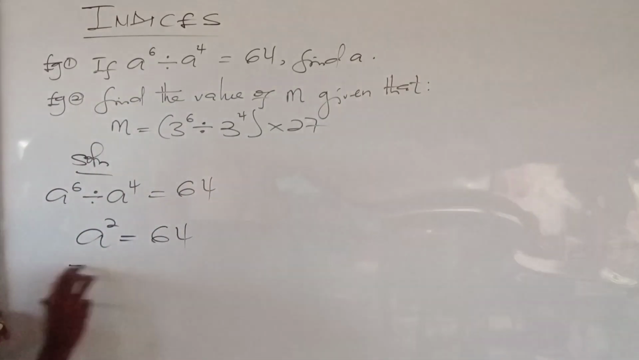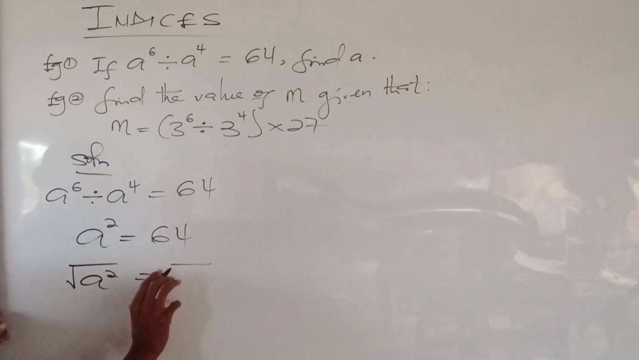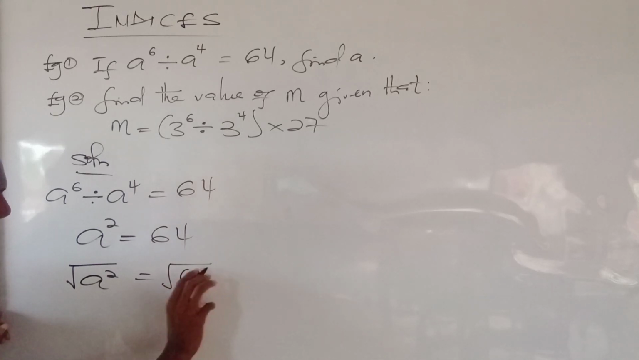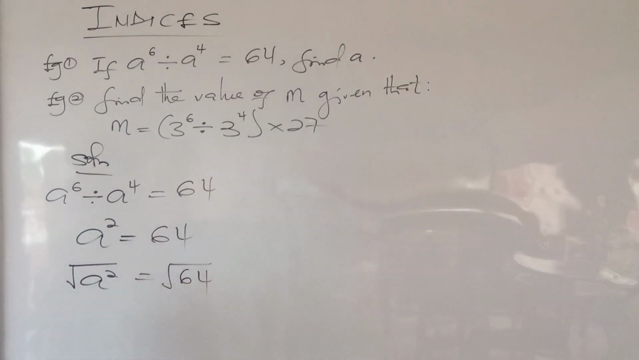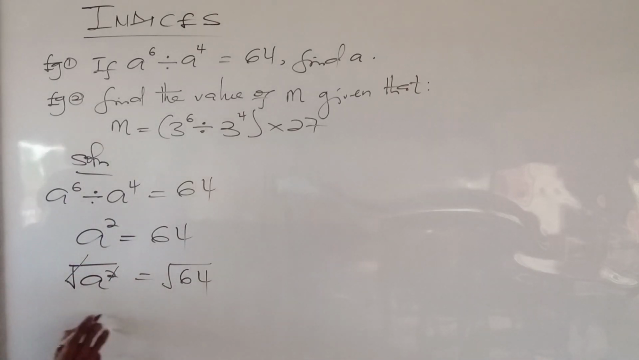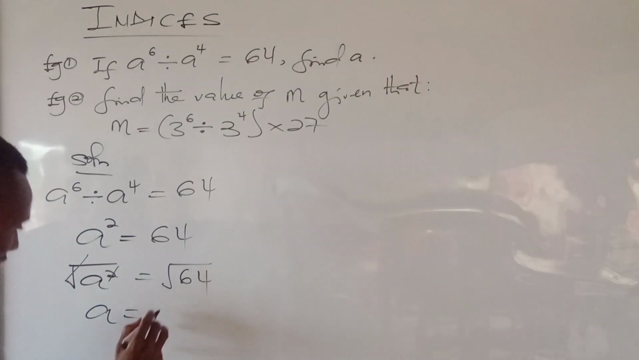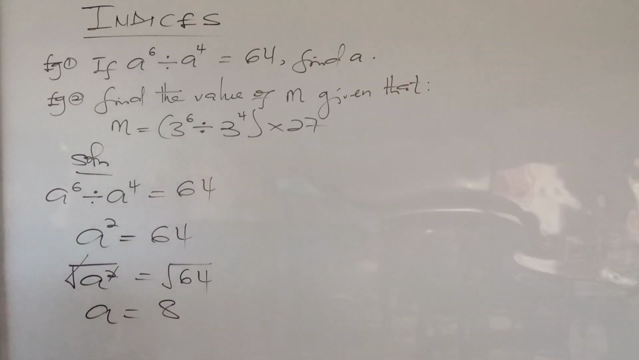So the next step is to take the square root of both sides. So the square root of a squared equals the square root of 64. I hope you agree with me. So this square root sign will cancel the power 2, which is here. So I have my a equals the square root of 64, which is 8. So I have my a equals 8.